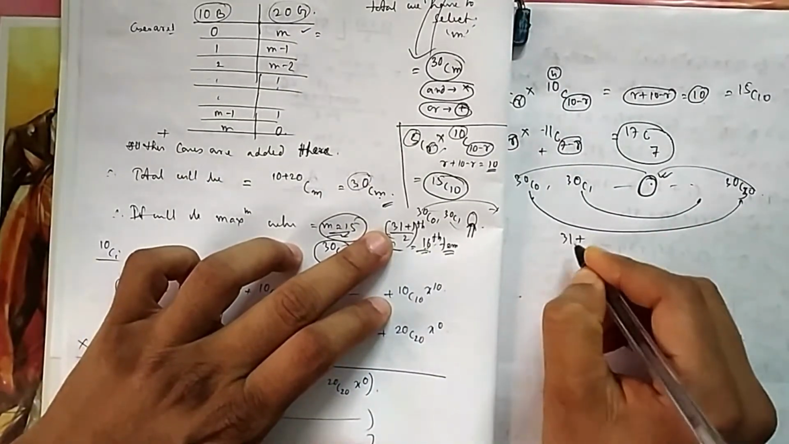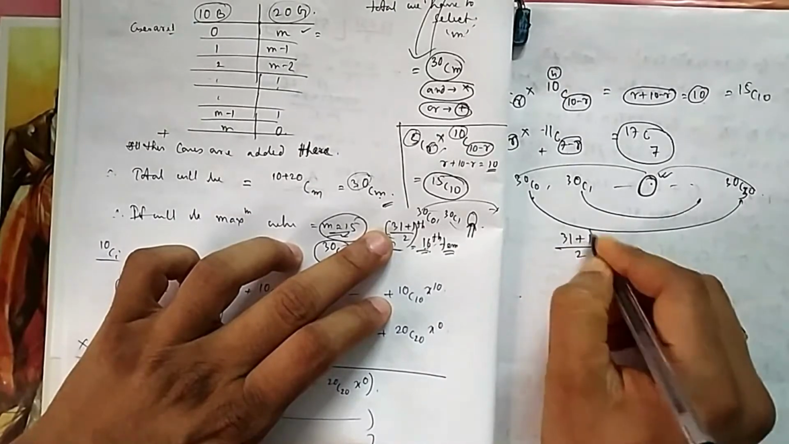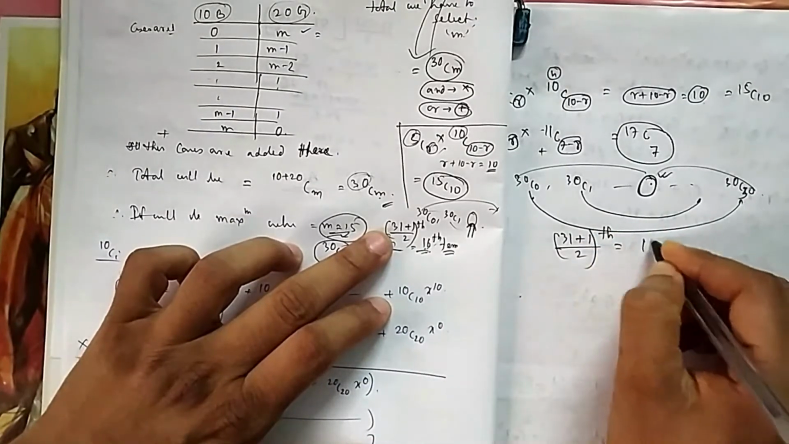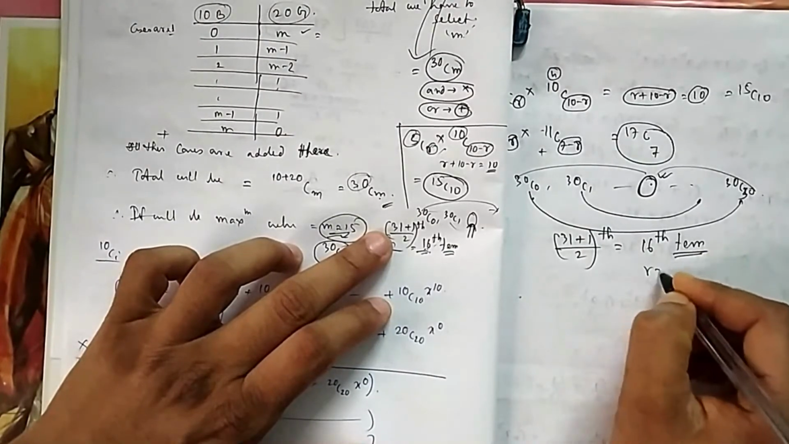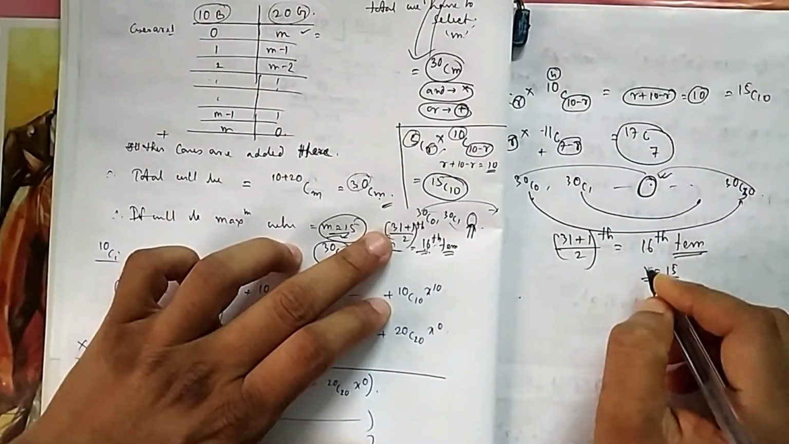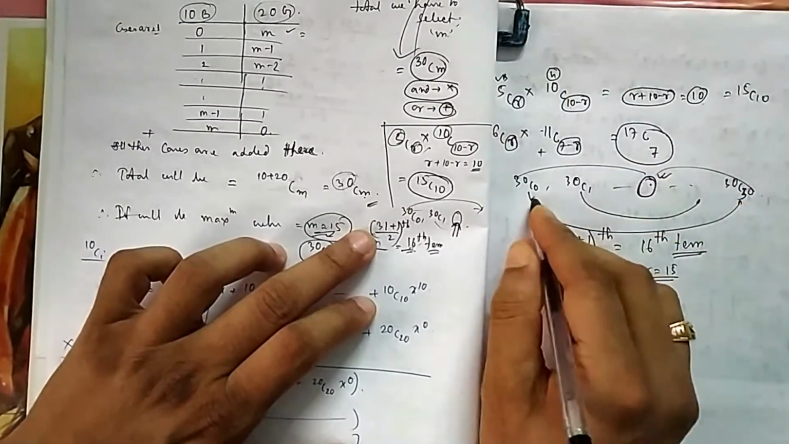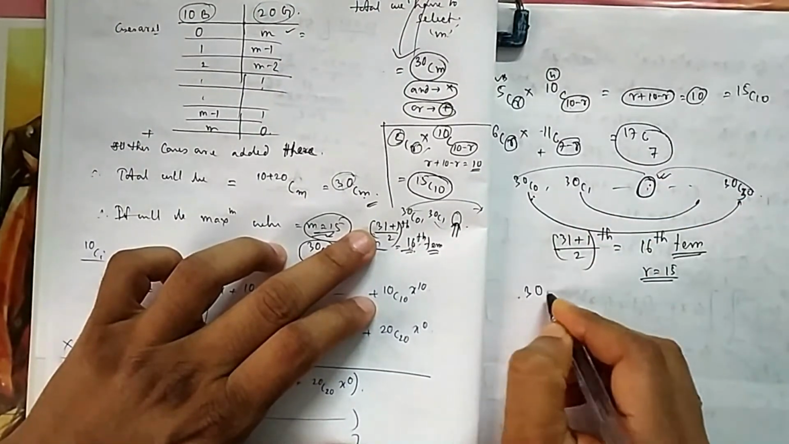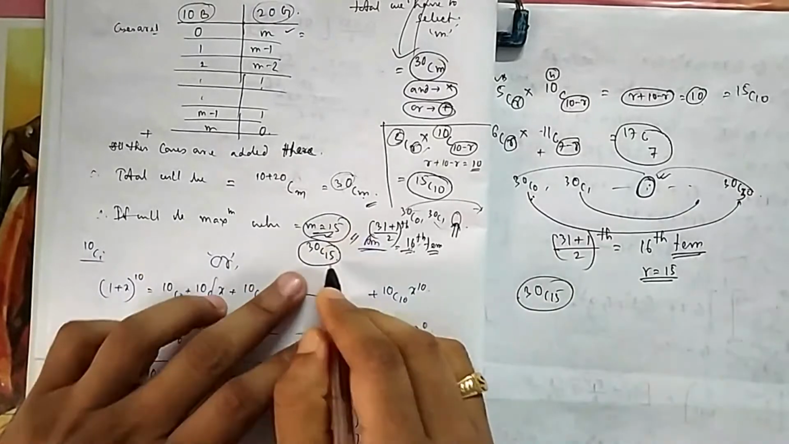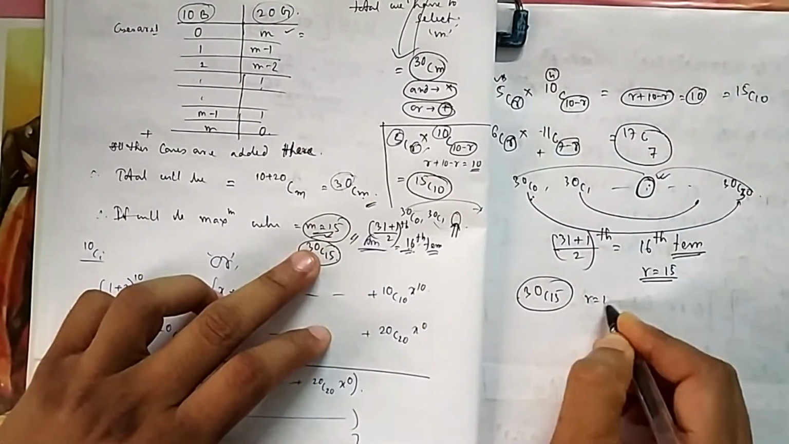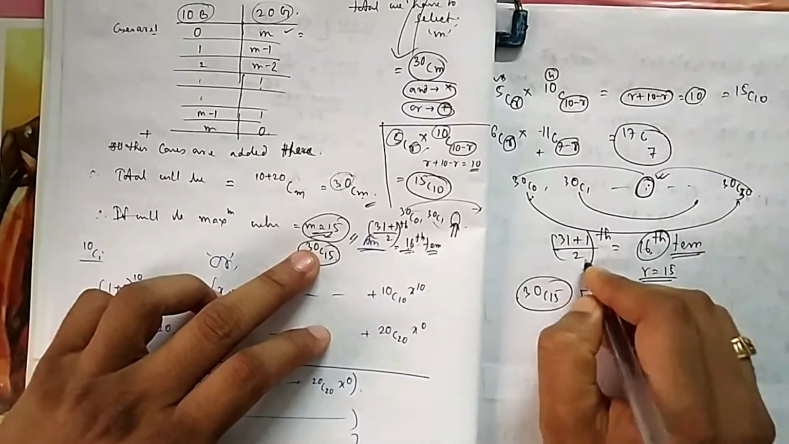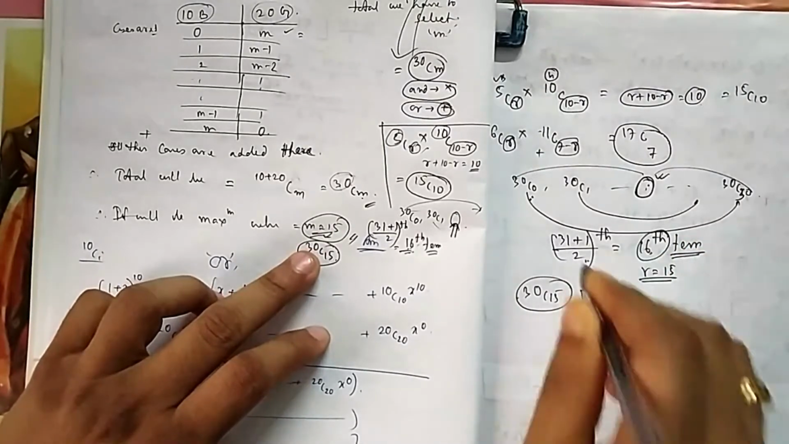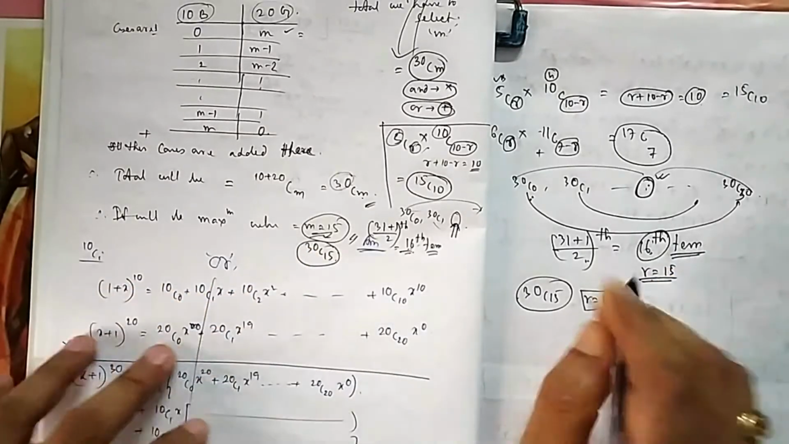So in that case, the middle one will be (31 plus 1) by 2, that is the 16th term. The 16th term means r equal to 15, because it is always r plus 1, since you start from 0. So the 16th term you will get at 30C15. So the maximum value is 30C15, which you get when r is equal to 15. It is the 16th term that is the middle term, not the value of r. The value of r is always 1 less, remember this.